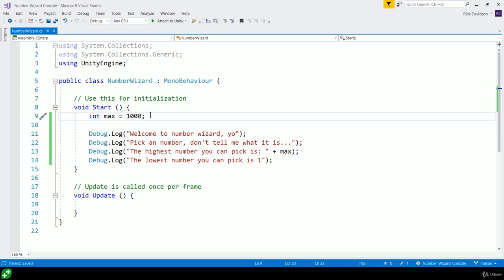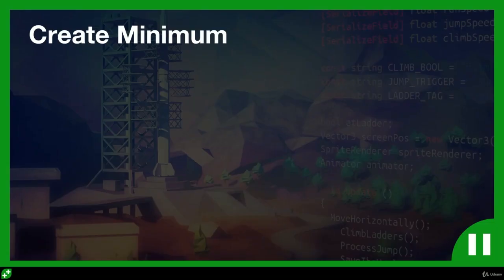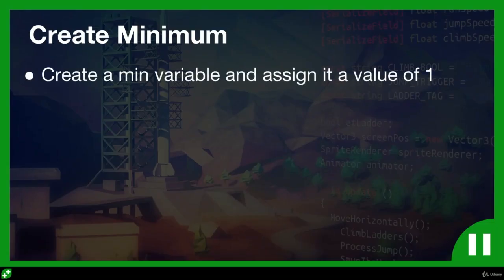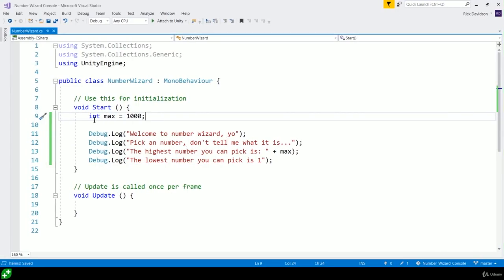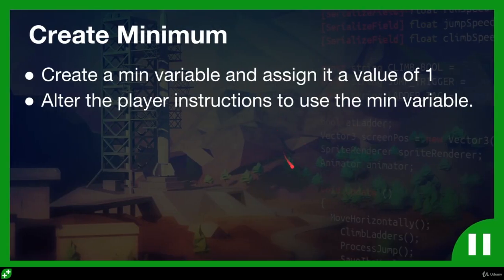So that leads me to the challenge I've got for you. It's a nice straightforward challenge. And the challenge is to create a minimum. Create a minimum variable and assign it a value of 1. And then alter the player instructions to use the minimum variable as we did for the maximum. So just pretty much the same as we've done here with max and max. Do the same for min and min. So jump in and take on that challenge now. I'll see you in a moment.